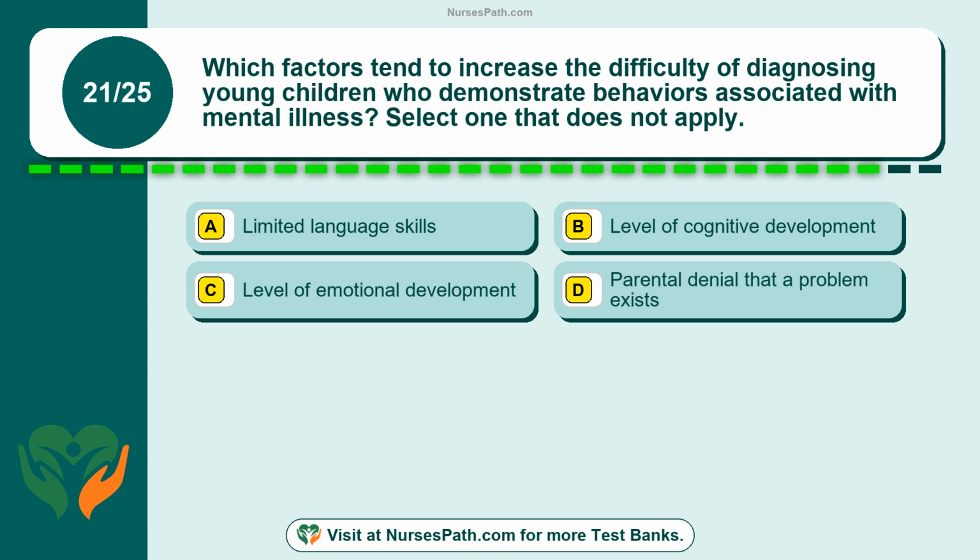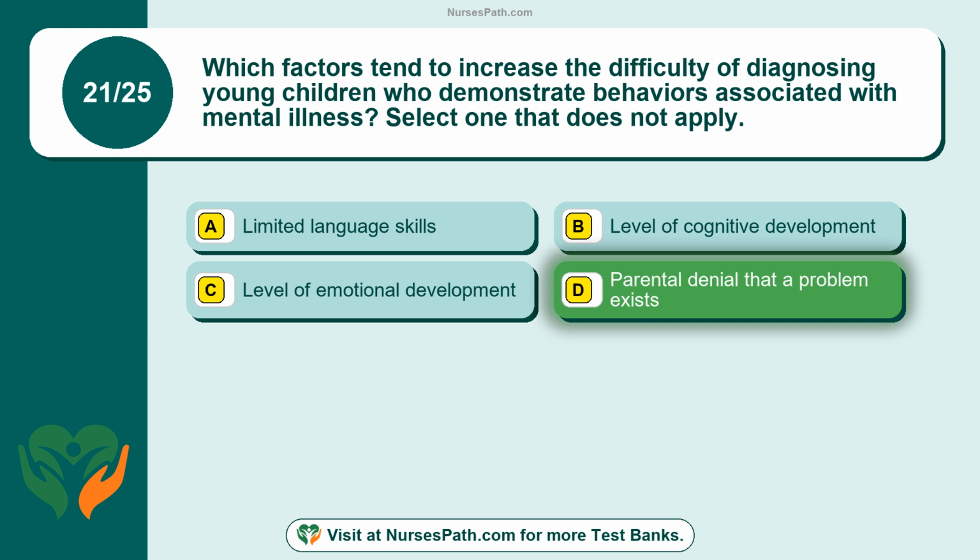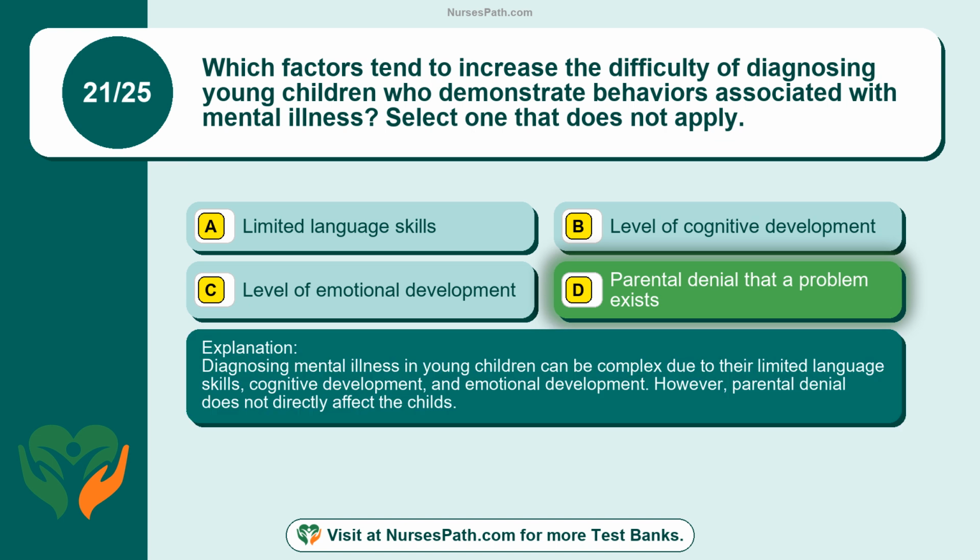Question 21. Which factors tend to increase the difficulty of diagnosing young children who demonstrate behaviors associated with mental illness? Select one that does not apply. Option A. Limited language skills. Option B. Level of cognitive development. Option C. Level of emotional development. Option D. Parental denial that a problem exists. The correct answer is option D. Parental denial that a problem exists. Diagnosing mental illness in young children can be complex due to their limited language skills, cognitive development, and emotional development. However, parental denial does not directly affect the child's.